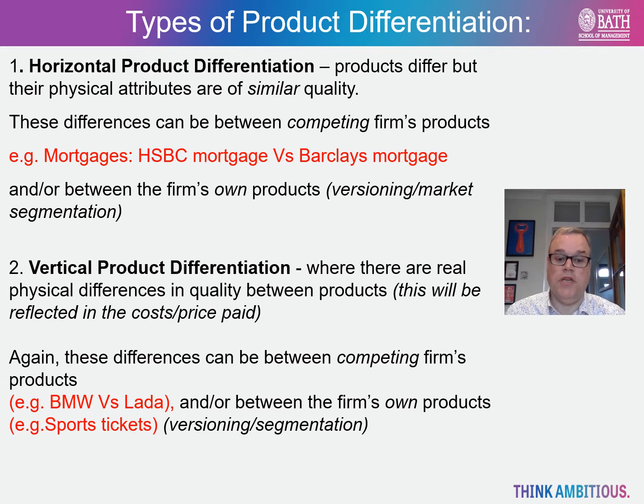But there can also be quality differences between the firm's own products. For example, suppose you decide to go to a sports stadium to watch, say, a football match or a cricket match. Then there are a choice of seats and packages you can choose from. You may decide to sit behind the goal on a cheap seat, or perhaps you prefer a nice seat by the halfway line, for which you'll pay more.